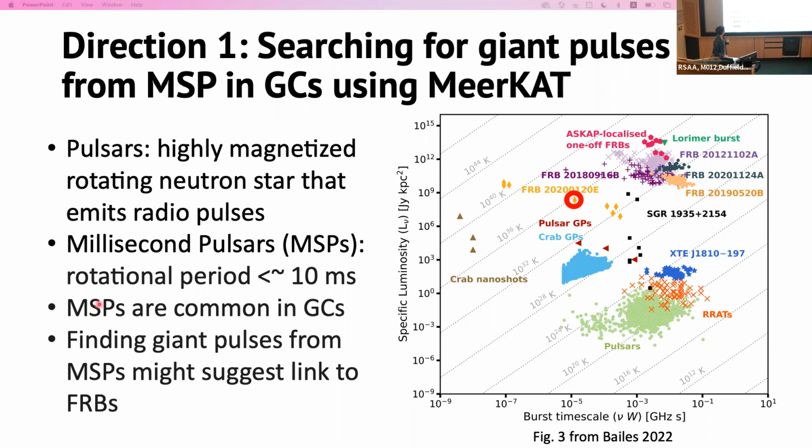And actually, millisecond pulsars are quite common in globular clusters. So trying to find giant pulses from millisecond pulsars in globular clusters may link FRBs with them. So this is kind of interesting. And to mention, millisecond pulsars are also a very interesting event in our universe. We don't know much about them. So if we don't find FRBs from them, finding giant pulses from millisecond pulsars is also interesting.